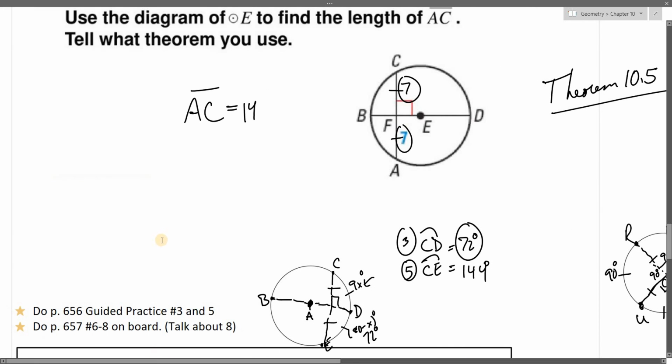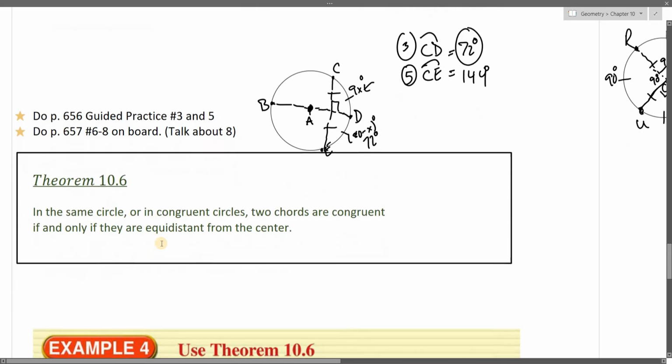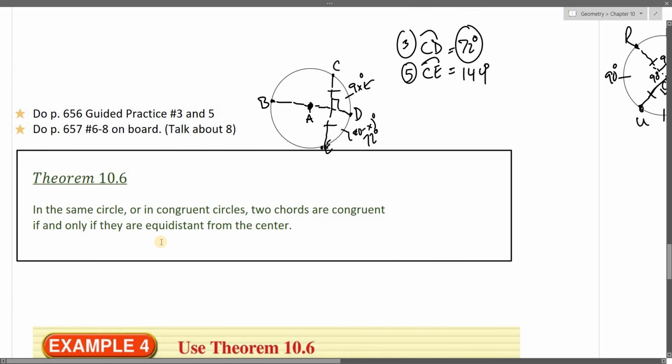Okay, let's move on. 10.6, it says, in the same circle or in congruent circles. This is going to be on page 656. In the same circle or in congruent circles, two chords are congruent if and only if they are equidistant from the center.